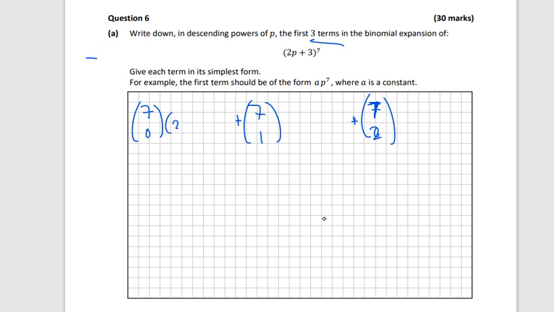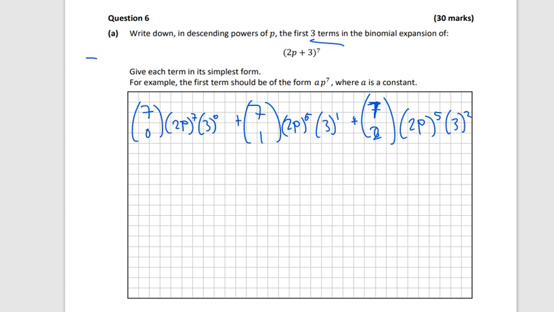Then it's going to be 2p to the power of 7, and it's going to be 3 to the power of 0. That's the way it works. Then it's going to be 2p, and we drop the power by 1, so it's only a 6, and it's 3 to the power of 1. Then it's 2p to the power of 5, and it's 3 to the power of 2. Therefore, we're going to go to the calculator.